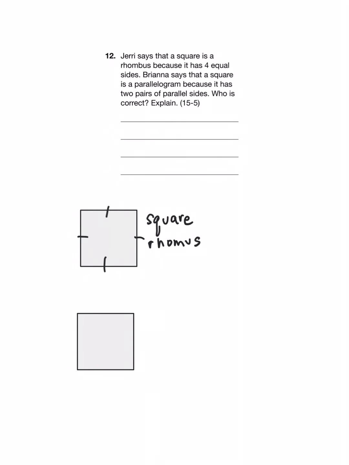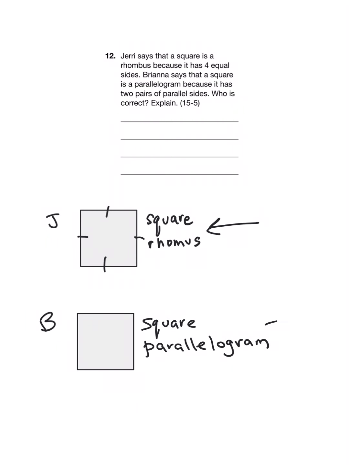Okay, so Brianna says it's a square and it's a parallelogram. This is Jerry. This is Brianna. They want to know who is correct. Now, in order to answer this question, you're going to have to consider the features of all of these different shapes and decide if this shape satisfies the requirements for both a square and a rhombus, and if this shape satisfies the requirements for a square and a parallelogram. And then you're going to need to write a sentence that explains your idea.